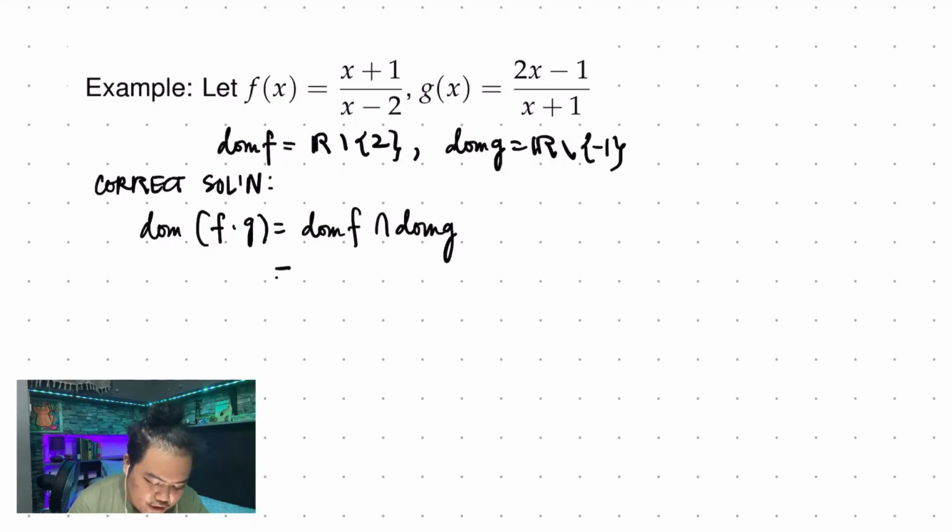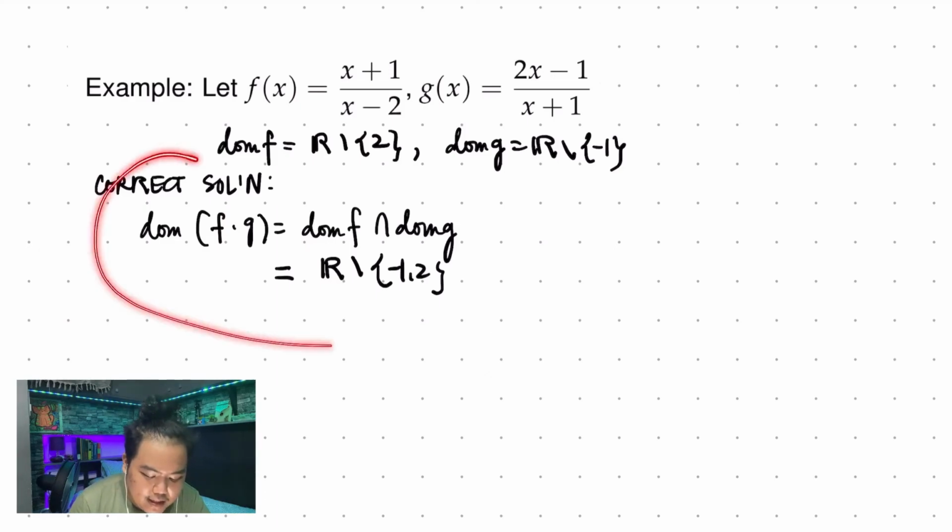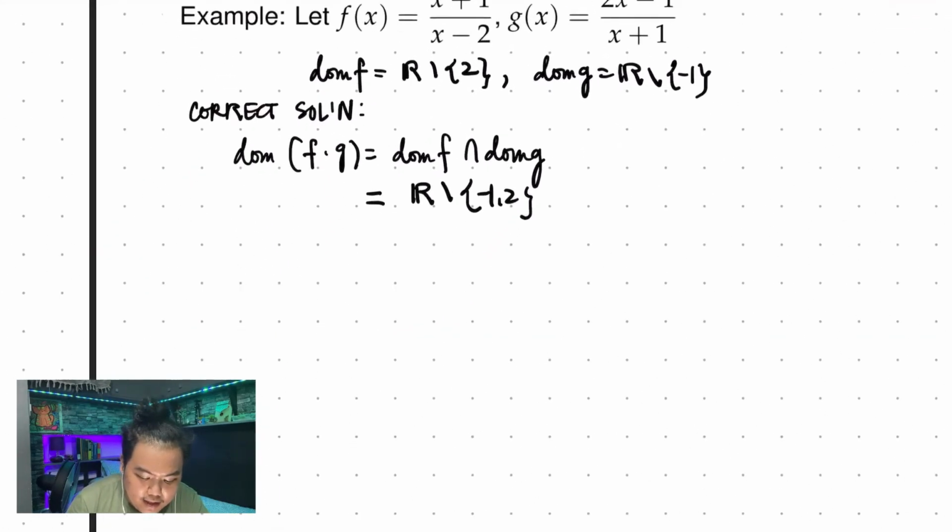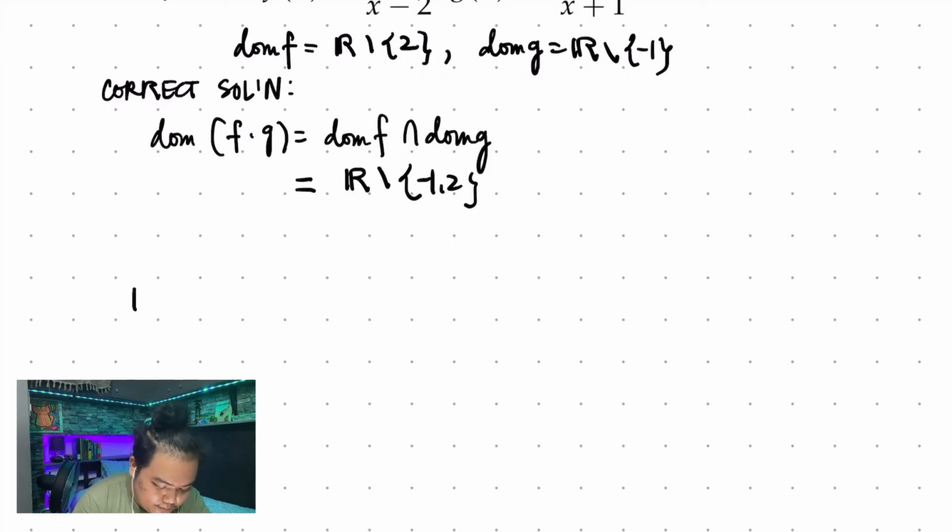So, anong intersection ng dalawang to? Real numbers, inalis mo si 2. Ang common niya sa real numbers, alisin mo si negative 1. So, real numbers lang yan, naalisin mo yung negative 1 at saka 2. So, ito yung tunay na sagot. This is the correct answer. Okay? Ito yung incorrect. So, sinusulat ko talaga incorrect.